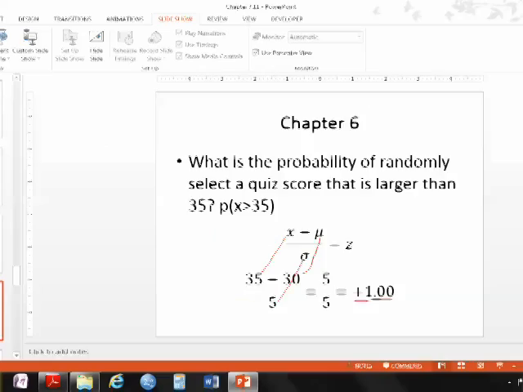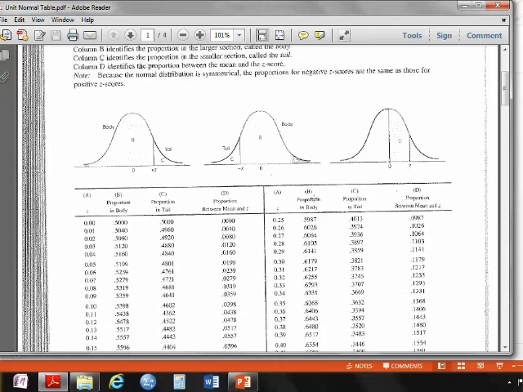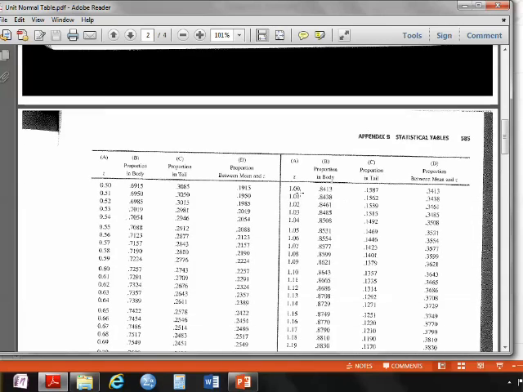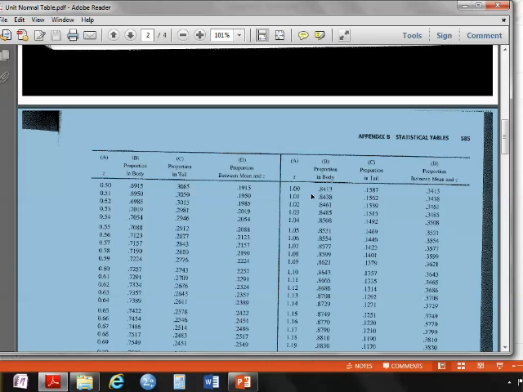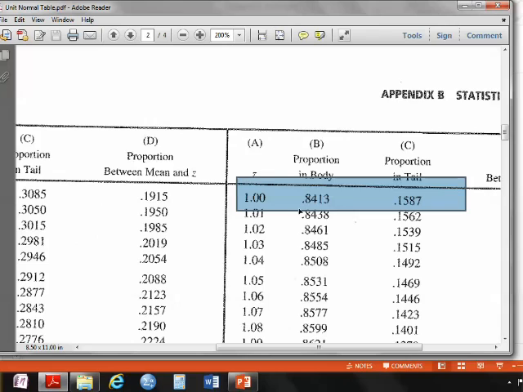So let's take a second here. Let's pop over there. So here's our unit normal table. And again, we want to know how likely it is to have a score that is greater than 35. We know the z-score is 1. Here's 1, right here. So the question is, what's the probability? We can look at the tail. Here's our probability tail of 1. I can zoom in on this so we can better look at it. The proportion in the tail is 0.1587. So that's the probability.